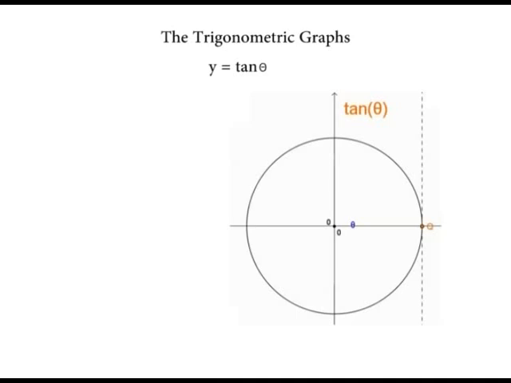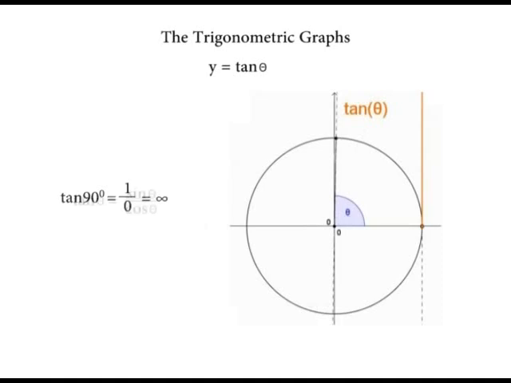Now let us do y is equal to tan theta. And tan theta is different and actually quite funny. In the unit circle, tan is equal to sine over cosine. Remember that? So when sine is increasing and cosine decreasing, then tangent increases like in the first quadrant. At 90 degrees, sine is 1 and cosine is 0. And so 1 over 0 is infinite. And so tan becomes infinite at that point.